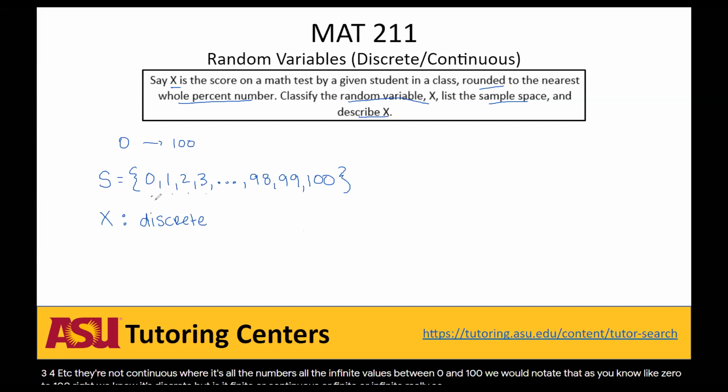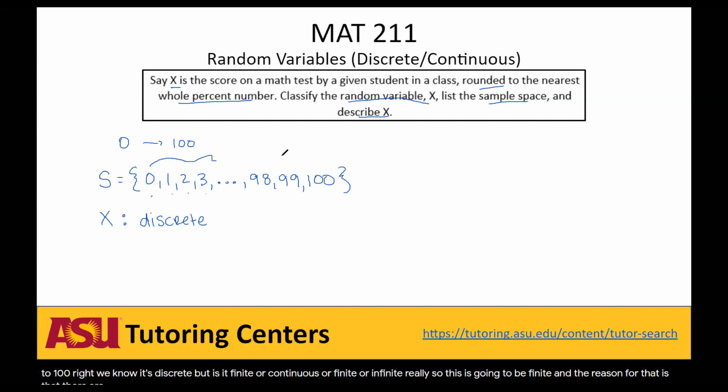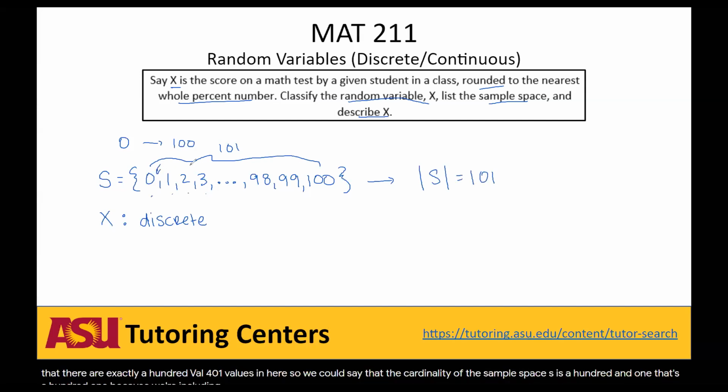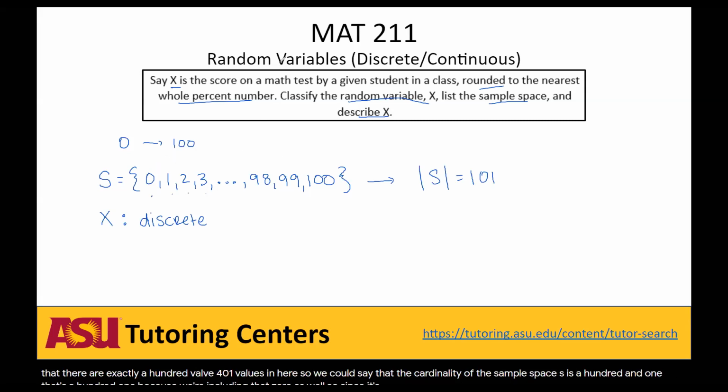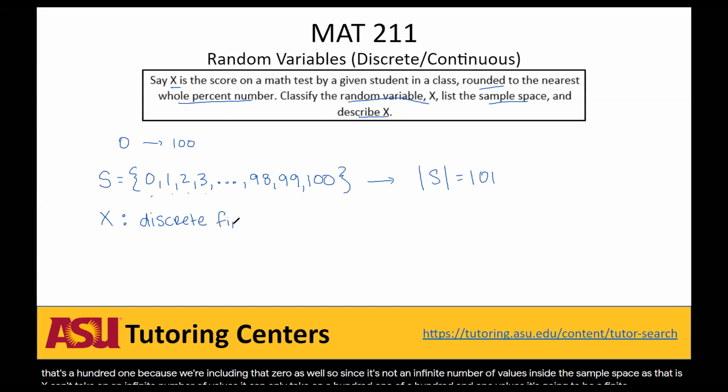So this is going to be finite. And the reason for that is that there are exactly 101 values in here. So we could say that the cardinality of the sample space S is 101. It's 101 because we're including that 0 as well. So since it's not an infinite number of values inside the sample space S, that is, X can't take on an infinite number of values. It can only take on one of 101 values. It's going to be a finite random variable.